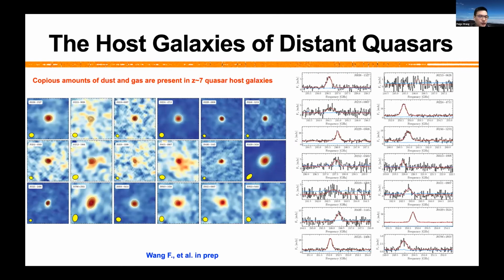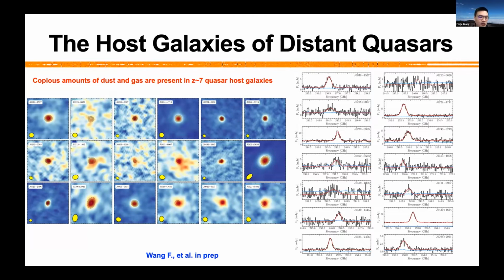So let me show you the basic results here. On the left, I show again the [CII] emission of those quasar host galaxies, and in the right panel, I show the spectra of the [CII] emission. So among the 30 quasar host galaxies we have observed, 100% of them are detected in the dust continuum, and more than 90% of them are detected in the [CII] emission lines, which suggests that all those redshift 7 quasar host galaxies have a large amount of dust and gas, indicating extensive star formation activity in the quasar host galaxies.